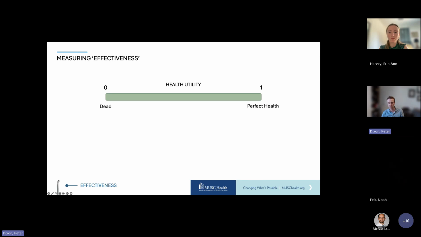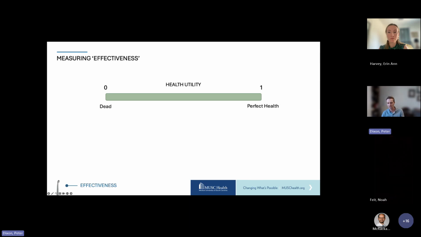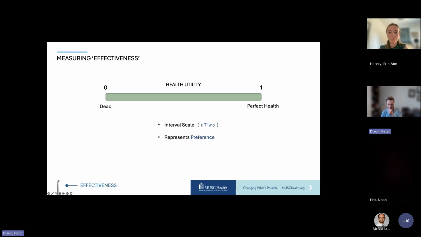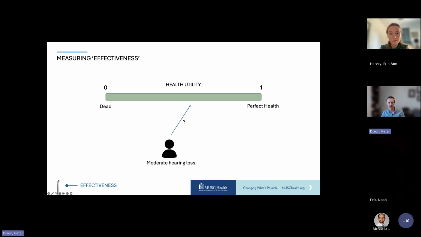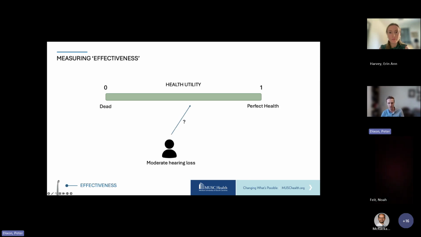And this is an interval scale. So the difference between 0 and 0.1 is equivalent, in terms of people's preference, to the difference between 0.9 and 1. And that lets us multiply it by time. And as I mentioned, it represents individuals' preference. And this is all well and good, but until you consider how do we actually estimate somebody's preference and put them on this scale between 0 and 1.